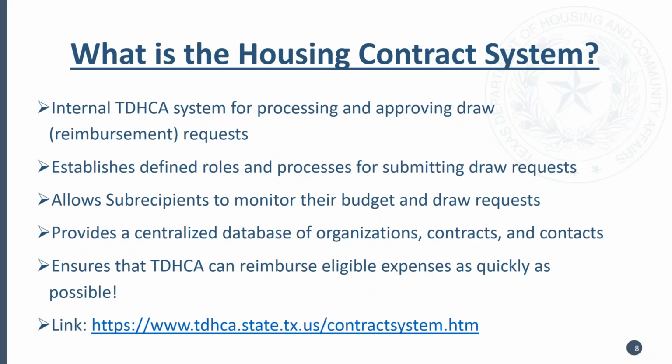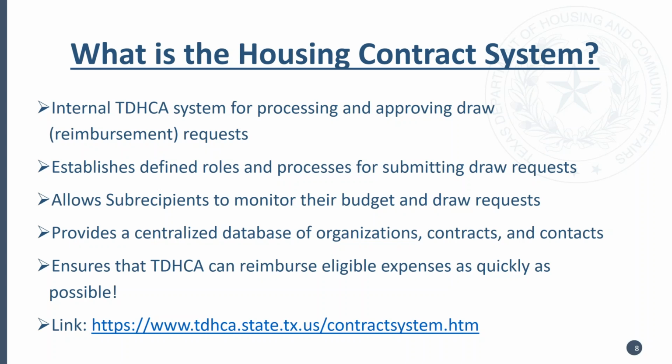But let's dive into those first two reports we discussed that happen through the housing contract system. So once again, the housing contract system is our main system for processing and approving draw reimbursement requests, right? So this is very important because this is how you get reimbursed. It's how you get the money, right? So the housing contract system serves quite a few different roles in addition to that.